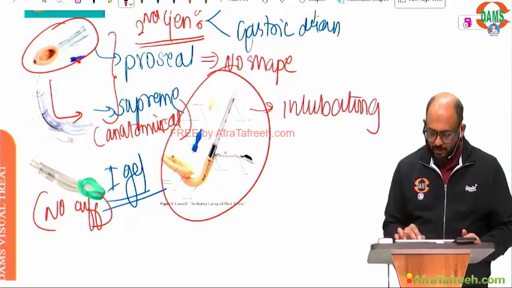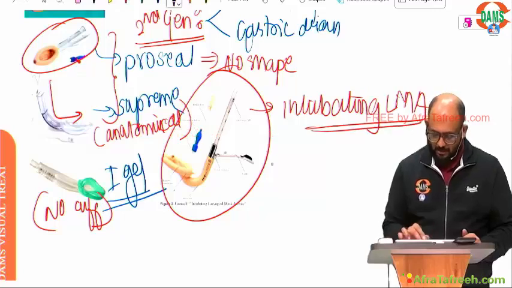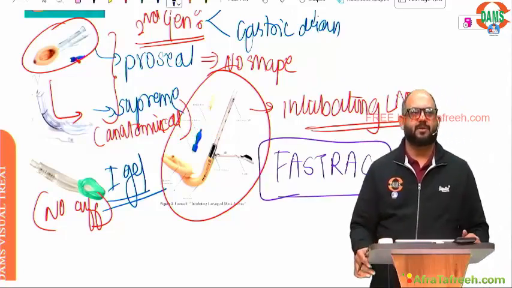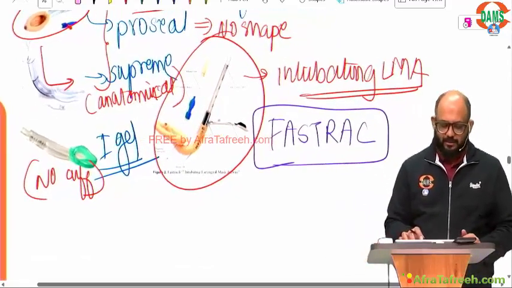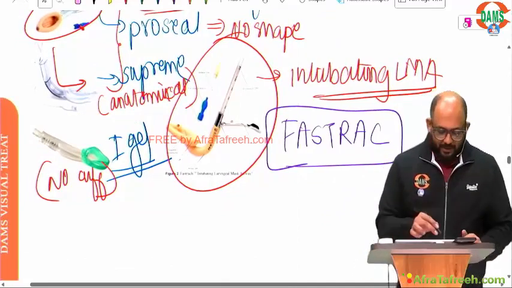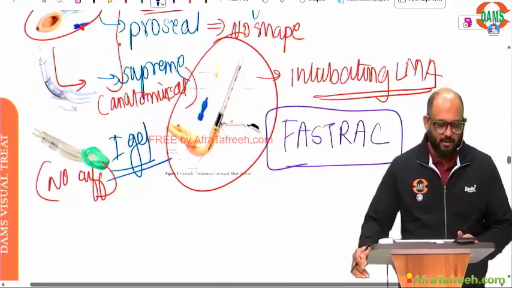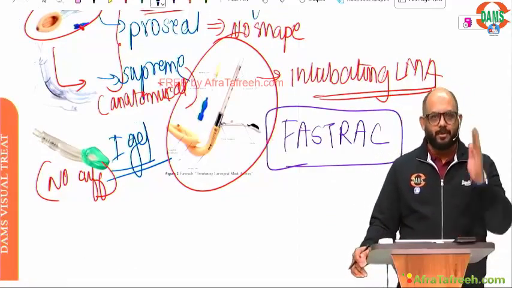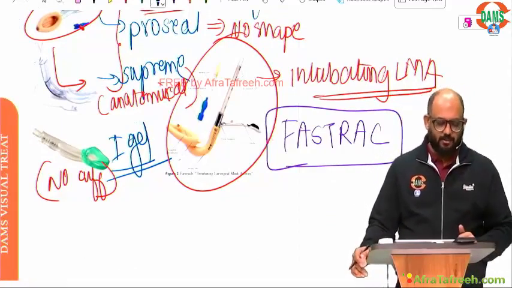Now you have a special LMA called the intubating LMA. You can intubate the trachea using this LMA. This is called the LMA fast track. This is an intubating LMA. You can intubate a person using this LMA.